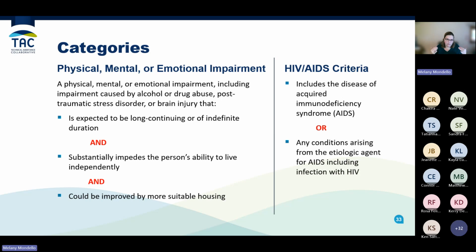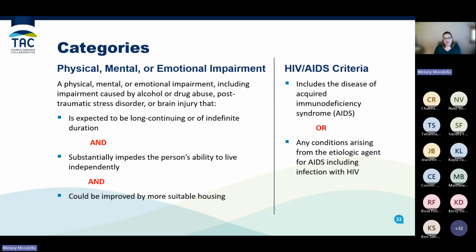So the categories here, to go into a little more detail, are physical, mental, emotional impairment. This could be caused by alcohol and drugs, post-traumatic stress, brain injury, and it's a 3-part definition. So 1, you have it, right? Physical, mental, emotional impairment. And it's expected to be long and continued or indefinite duration. And that is something a medical professional who works in the field of disability and symptoms that you're experiencing would know and be able to document.